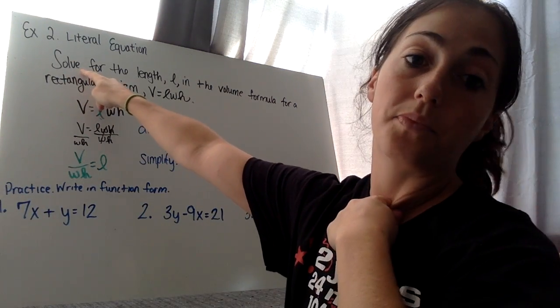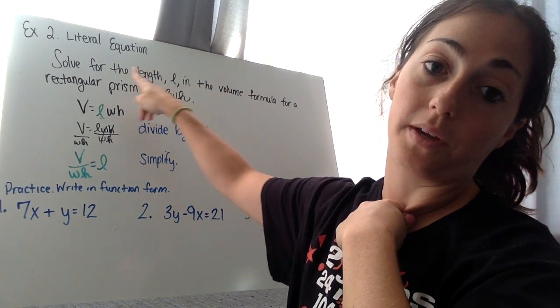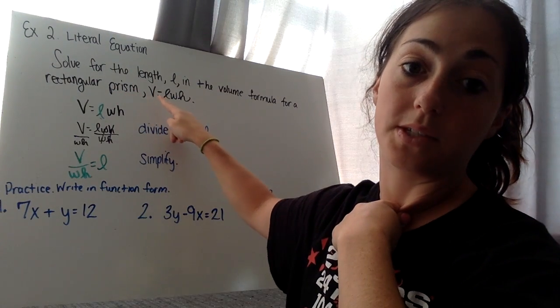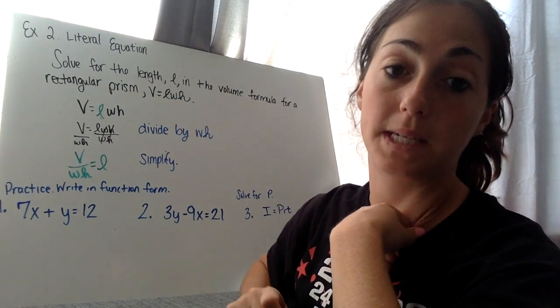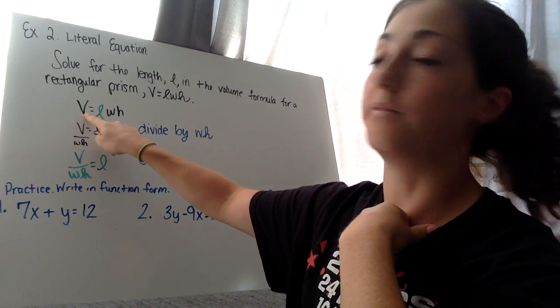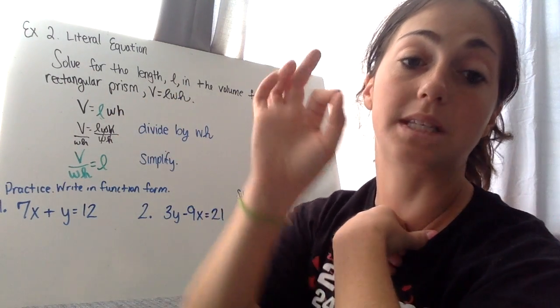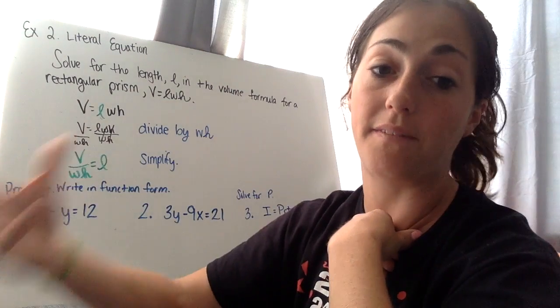So in this case, we're going to solve for the length L in the volume formula for a rectangular prism. That is V for volume equals length times width times height. So I have my formula, V equals LWH, and I'm looking for the length. When it says solve for L, solve for a variable, that means get that variable alone.